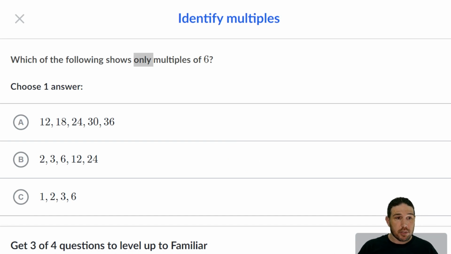So only multiples of six. Six is not on there, but 12, 18, 24, 30, 36. The answer is A.